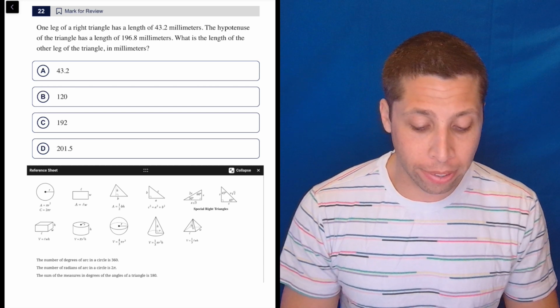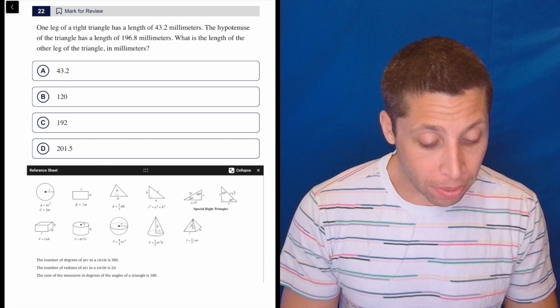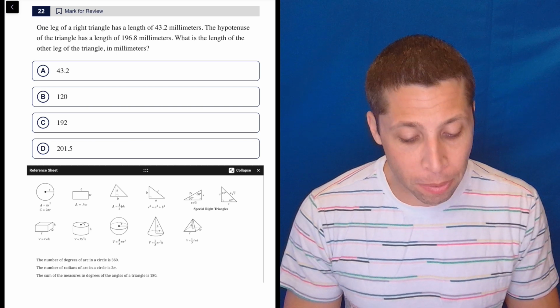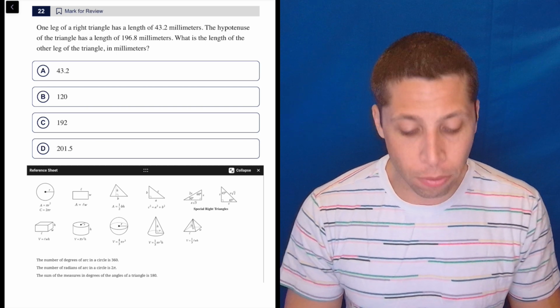One leg of a right triangle has a length of 43.2 millimeters. The hypotenuse of the triangle has a length of 196.8 millimeters. What is the length of the other leg of the triangle in millimeters?